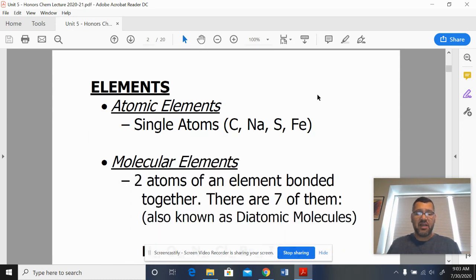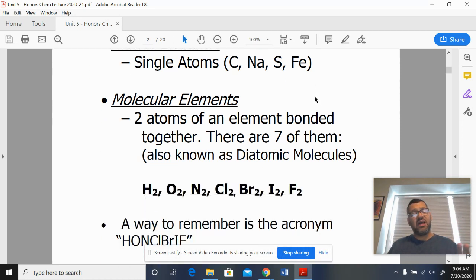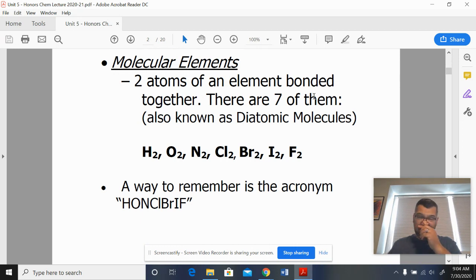Examples of atomic elements are elements that are individual atoms, like carbon, sodium, iron, and sulfur. So that's pretty straightforward. But another form that elements can exist in is what are called molecular elements. There are actually 7 elements that exist in this way. For reasons we'll talk about later in the course, they can't exist by themselves. They exist with another one just like it, and they make a pair. So H2 does it, oxygen, O2, N2, Cl2, Br2, I2, and F2.